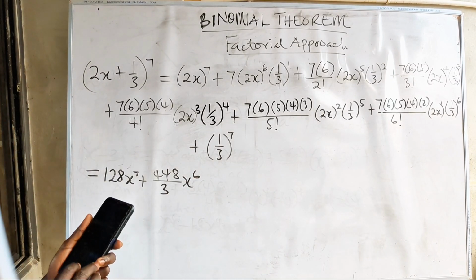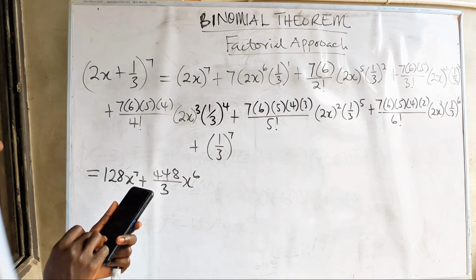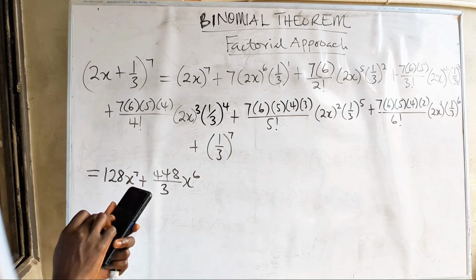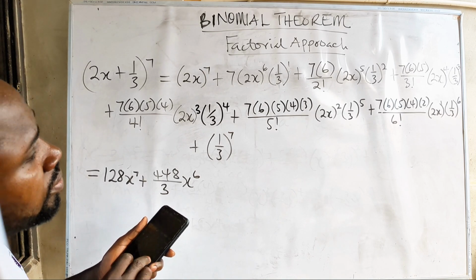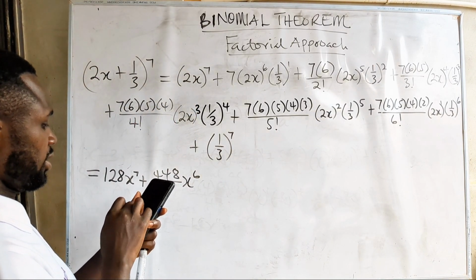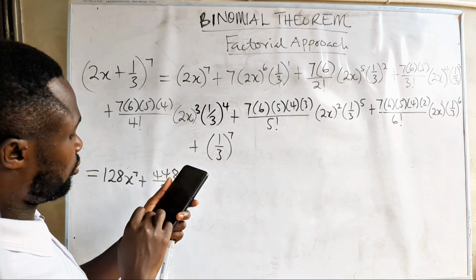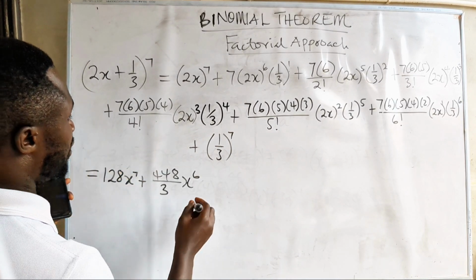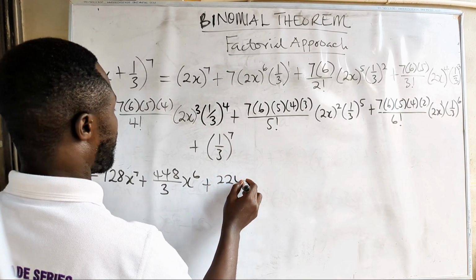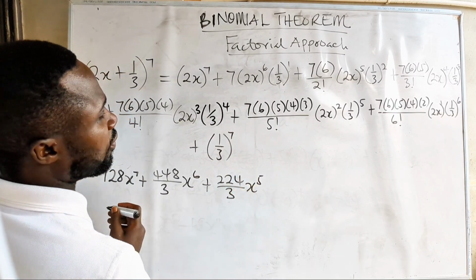Okay, then let's go to the next one. We have 7 by 6 by 2 exponent 5 by 1 over 3 squared, 1 over 3 all squared, divided by 2 factorial, and that will give us 224 on 3 s exponent 5.